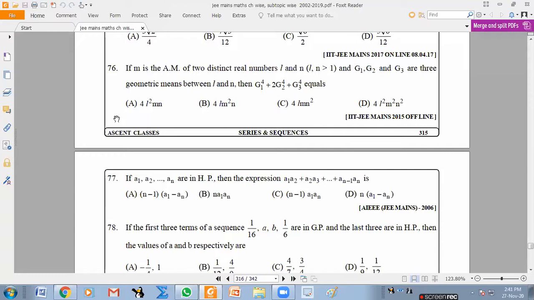L and N are there. Between them, M is the arithmetic mean, so L, M, N are in AP. L, G1, G2, G3, N are in GP. Between L and N, 1 arithmetic mean and 3 geometric means are inserted. Now they're talking about G1 power 4, G2 power 4, and G3 power 4.